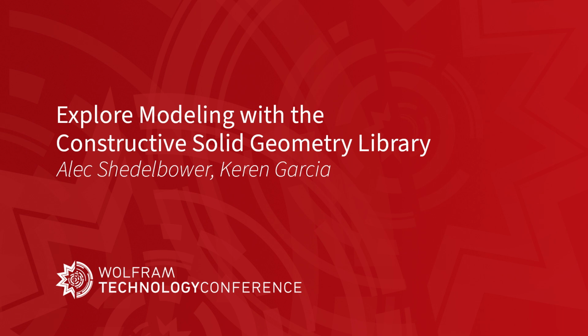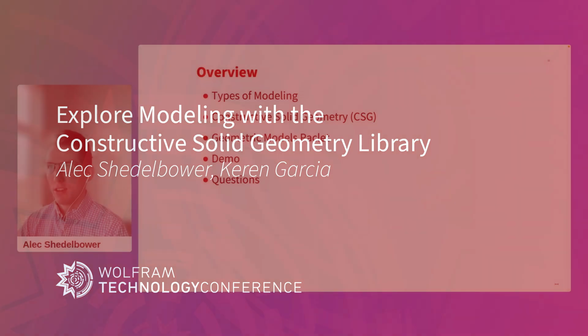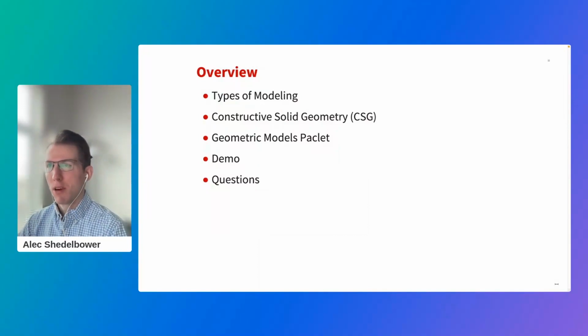Today we're going to explore modeling with the Constructive Solid Geometry Library. So a quick overview of today's talk. We're going to start by going over types of modeling, because there are different ways to model 3D objects, and depending on how I want to use them, we'll want to use different methods of modeling. And we'll also use that to motivate why we decided to focus on constructive solid geometry as our main modeling method here.